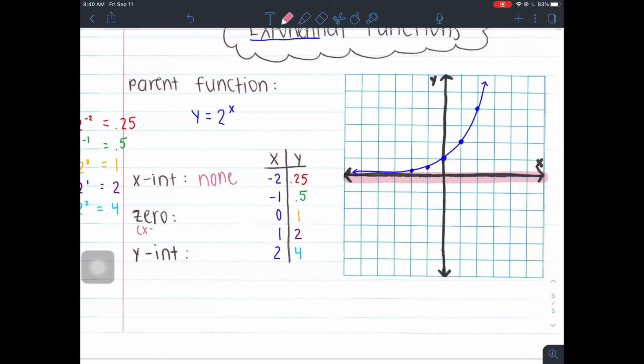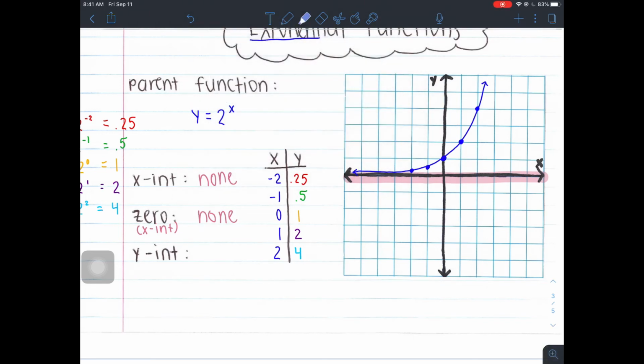Now remember, zero is another word for x-intercept. So again, in this case, I still have none because the x-intercept and the zero are the same, so if you get two different answers, then you probably went wrong somewhere, right? They should be the same with each other because they mean the same thing. So if you're asked to find the zero, it's none in this case, doesn't have any x-intercepts.